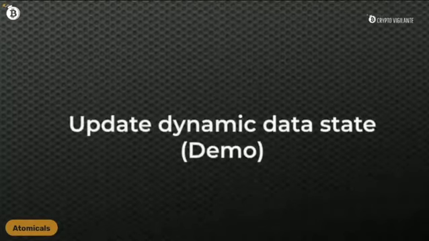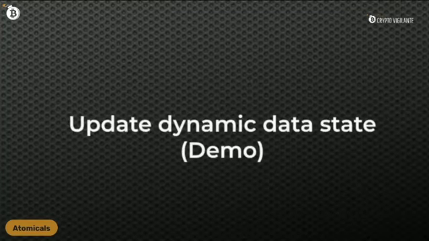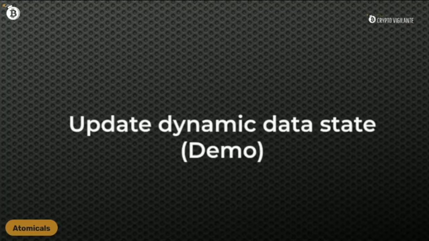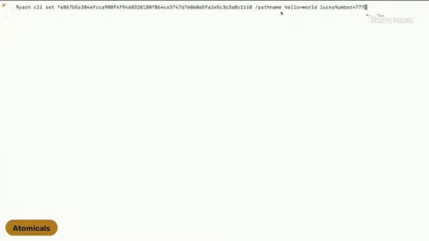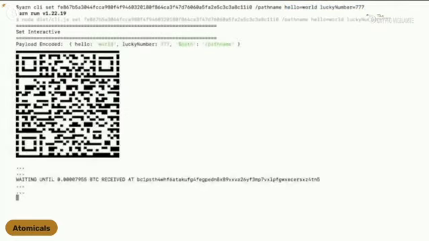Okay, moving on. And to update the dynamic data, so I mentioned there's a key value store. Let's go and update some data and see what that looks like. Okay, so we have here the set command. We take the atomical ID, which can be an alias or other things later on, but we'll just take the atomical ID, set a path name, and then the key value hello world, and we'll make a lucky number 777. And this is what it looks like to update on the command line.